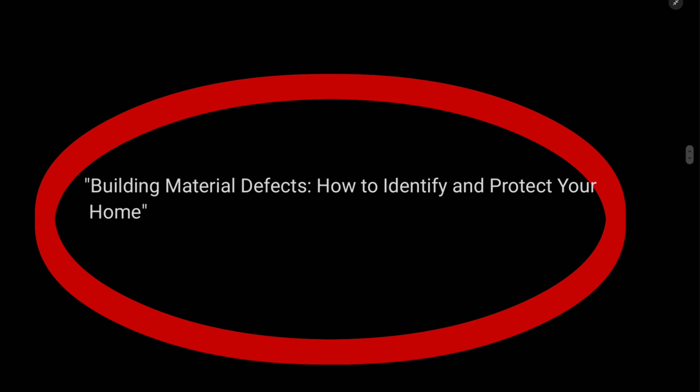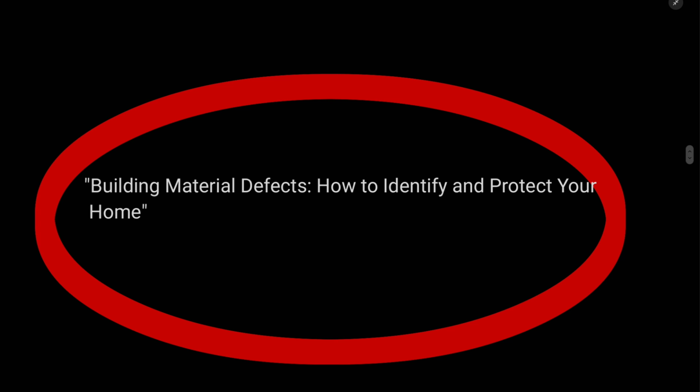Handling building material defects after discovery. Document the defect. If you discover a defect in your building material, the first step is to document the issue. Take detailed photos and notes of the defect and note the date and circumstances under which it was discovered. Contact the supplier or manufacturer. Reach out to the supplier or manufacturer immediately to discuss the defect. Many companies offer warranty or replacement options for defective products.